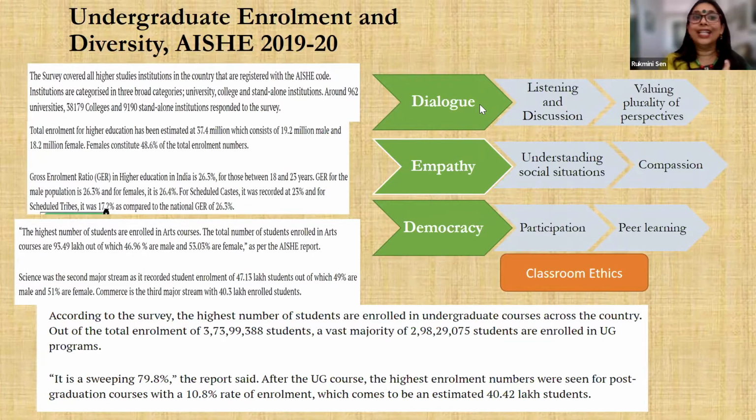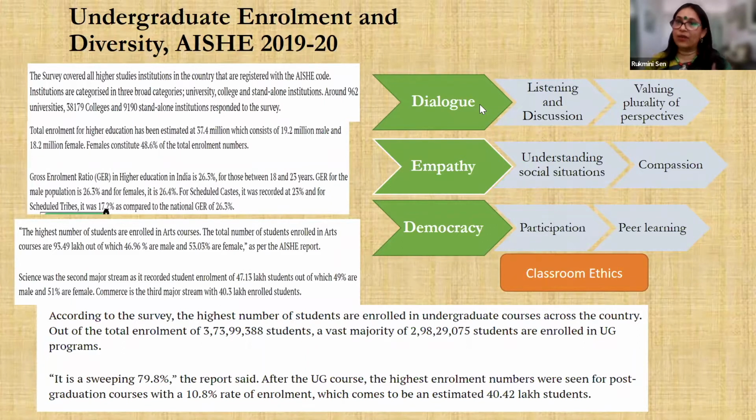And we'll see that these are the numbers that we are talking about in terms of universities, colleges, and standalone institutions. The total enrollment for higher education has been estimated at 37.4 million, which consists of 19.2 million male and 18.2 million female, and females constitute 48.6% of the total enrollment numbers.